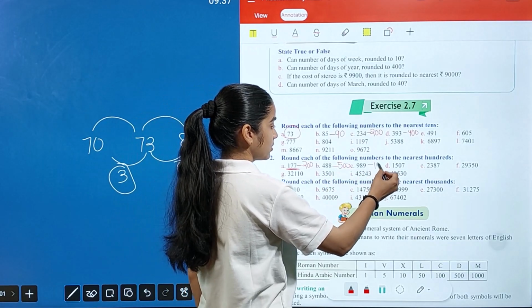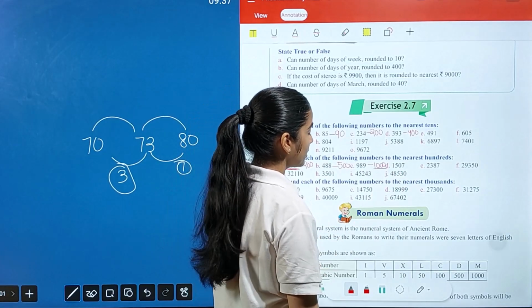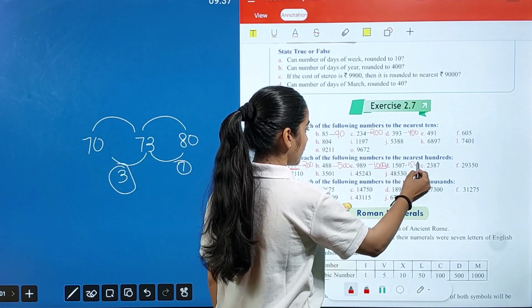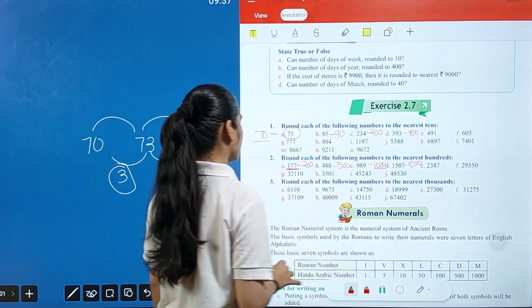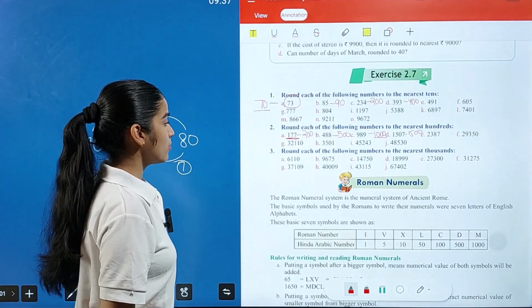989 becomes 1000. 1507, we have to shift to 1500. Then in the same way, you can write the answers for the rest of the following you have in question number 2. Now round each of the following.